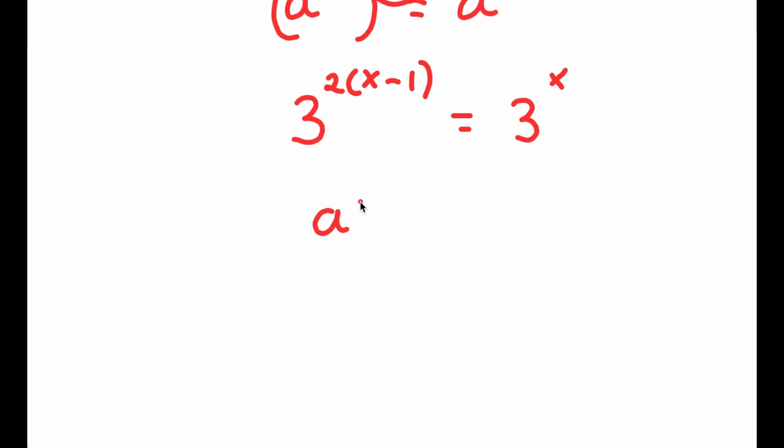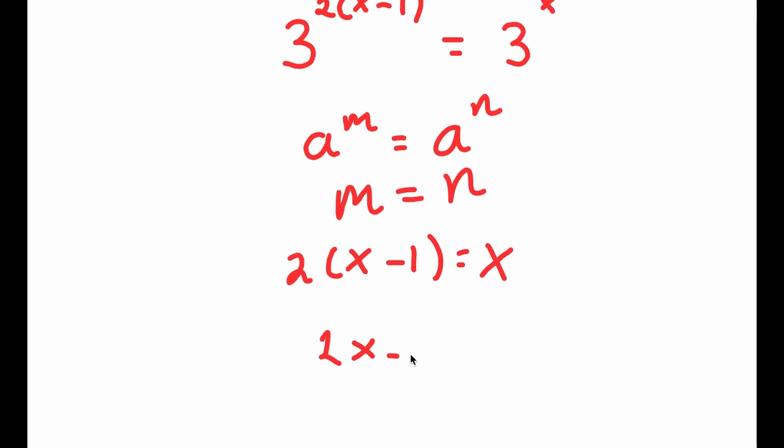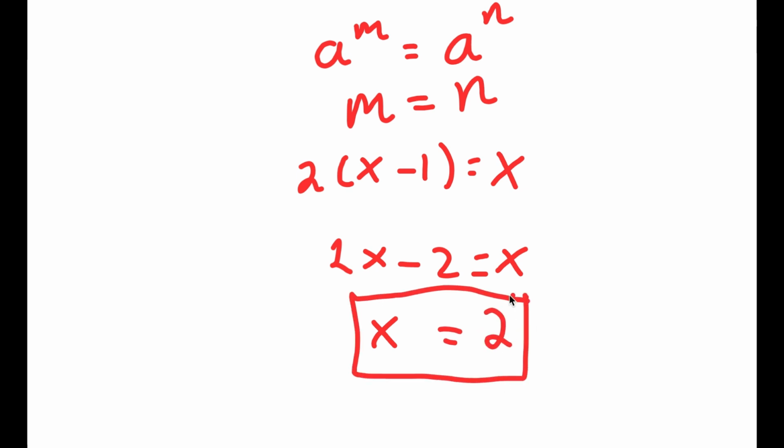Now, if I have something in the form a to the power of m is equal to a to the power of n, this means that m is equal to n. So in this case, 2 times x minus 1 is equal to x, meaning 2x minus 2 is equal to x, and x is equal to 2. So that is my answer.